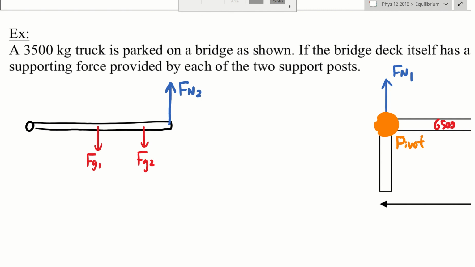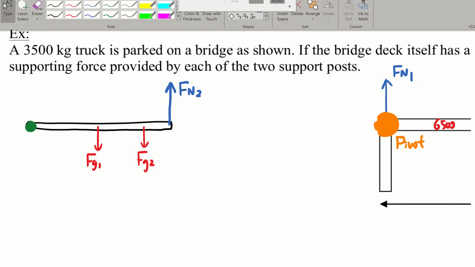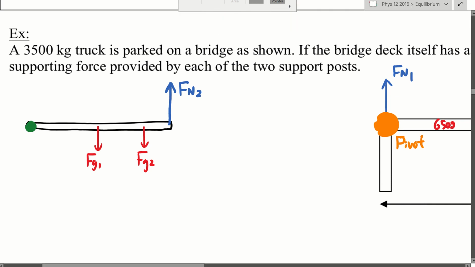How about normal force 1? I don't care. Right? I put my pivot here. Normal force 1 is not part of the question anymore. Okay. Now, all the forces are done. I can use 9.8 multiplied by mass to get all the gravity. Now, let me just actually get all the gravity.